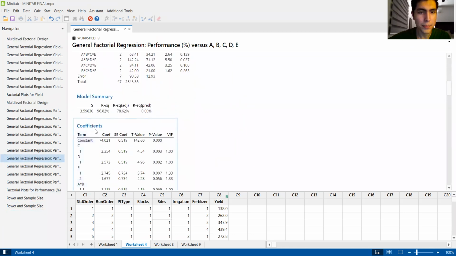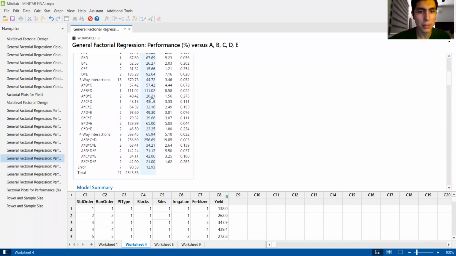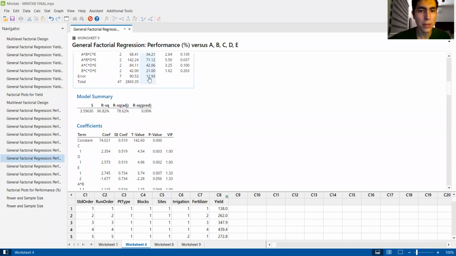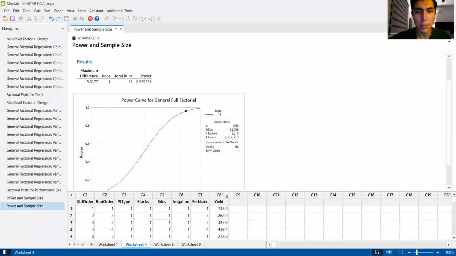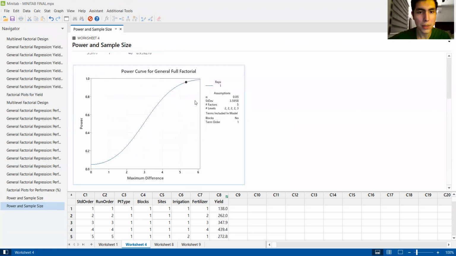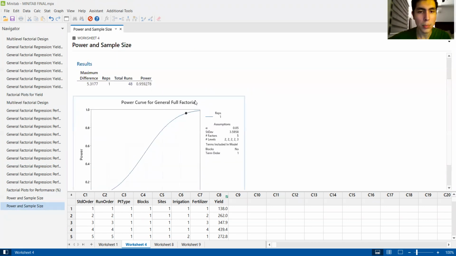The standard deviation as well, I got it from the analysis of the general factorial design. The adjusted mean square from the error, the square root of that. So I got a standard deviation of 3.5958 and got a power for this analysis of 0.95, which is an accepted power. I would say pretty good, as well as on datasheet number 5.